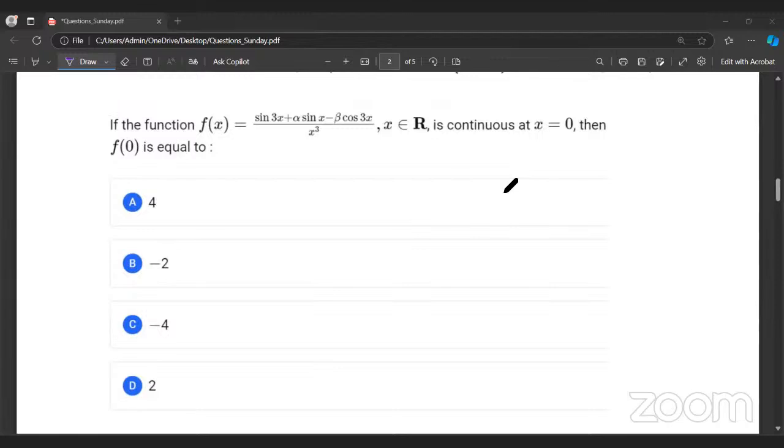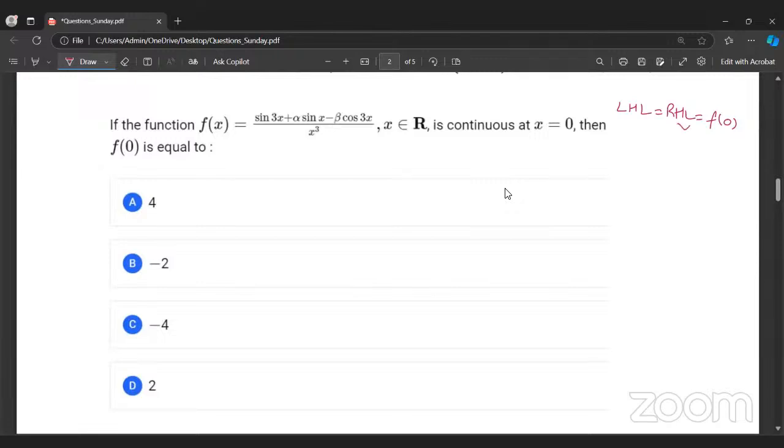Fine. So you've got f of x is sine 3x plus alpha sine x minus beta cos 3x, whole divided by x cube. Not an issue. So see, first of all, your denominator is tending to 0. And we are talking about a function that's continuous at x is equal to 0. So if a function is continuous at x is equal to 0, that means its left hand limit should be equal to its right hand limit should be equal to the value at that point, right? And it is asking me what is the value of f of 0.